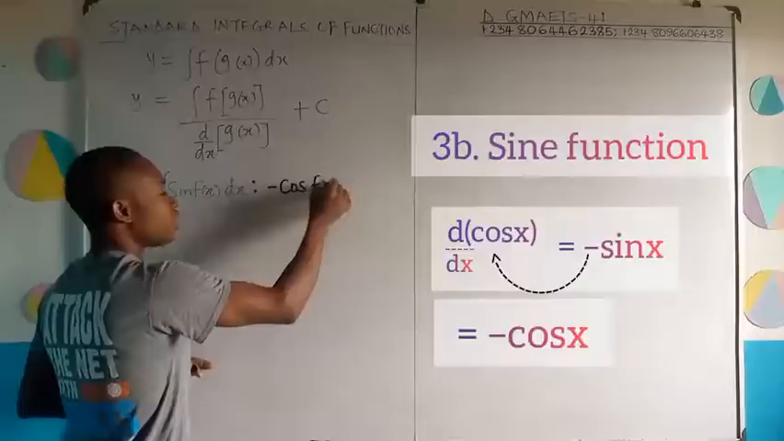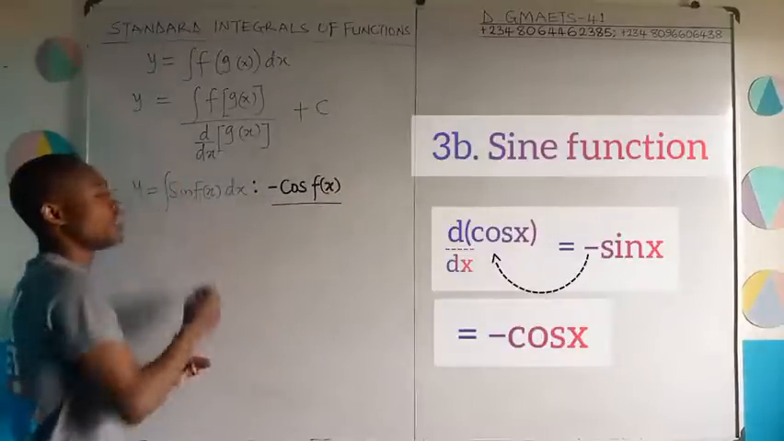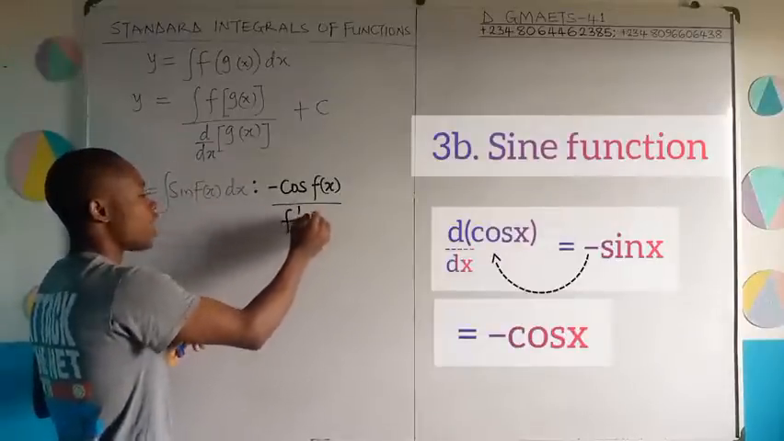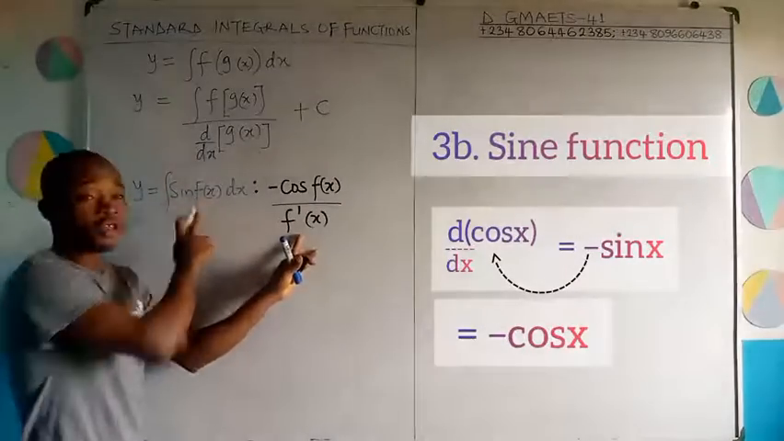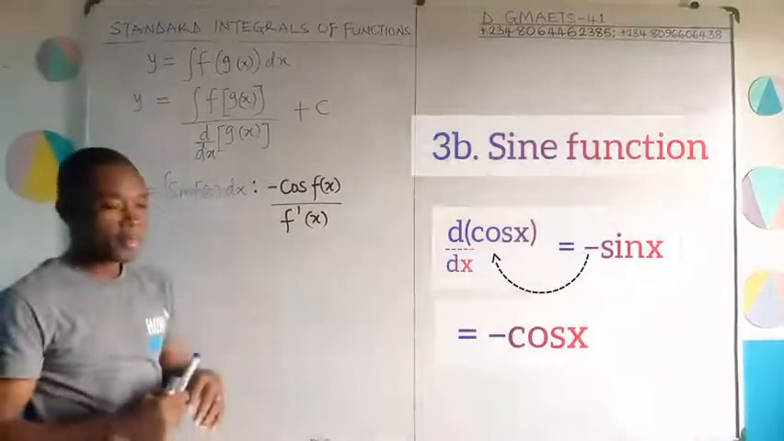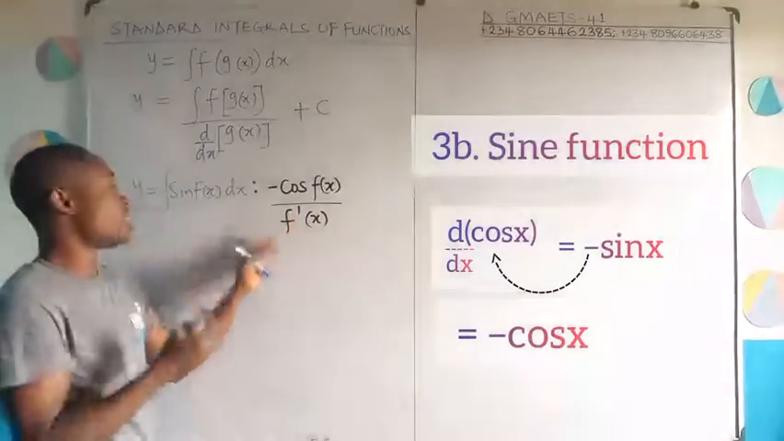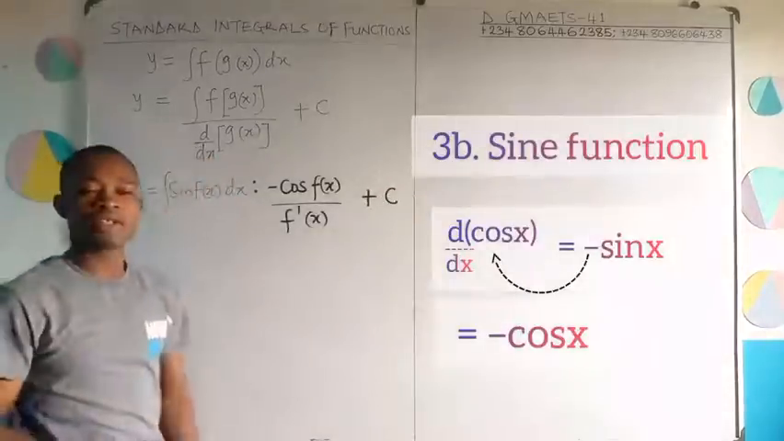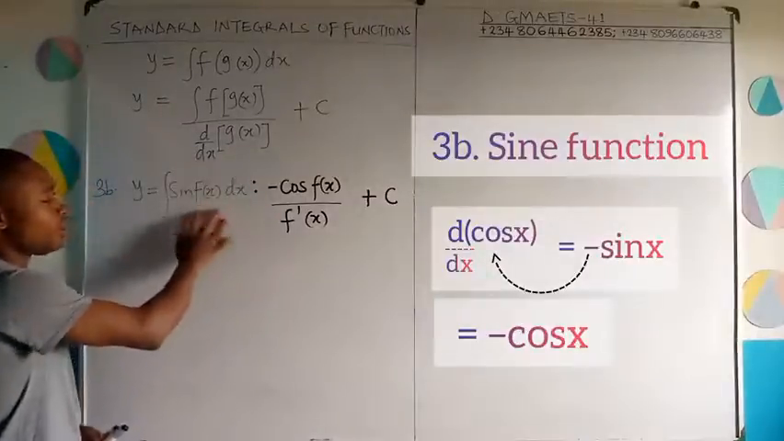Of course, it's going to be cos of the minor function f of x, then divided by, we will differentiate the minor function f of x, which I am going to simply write f prime of x. This is the derivative of the minor function. It's the same as d dx of f of x. This prime shows the first derivative of this minor function. Then I will put plus the constant of integration. Alright, so this is the standard integral of this function.